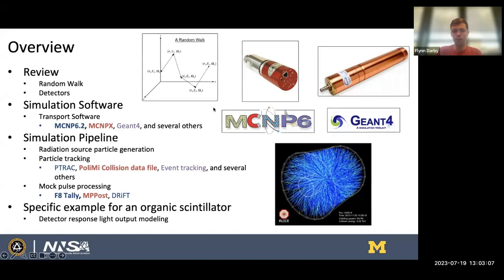So there's quite a bit that we could talk about today. I'm happy to take questions, but we're going to go specifically into just one example for an organic scintillator. And when we get to MPPost, we'll talk a bit about how we do light output modeling for this scintillator. You can see a plot of the random walk there, a couple of detectors, and some logos for MCNP 6 and Geant4. This is sort of our goal here.